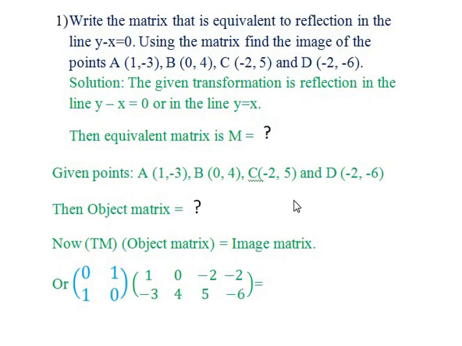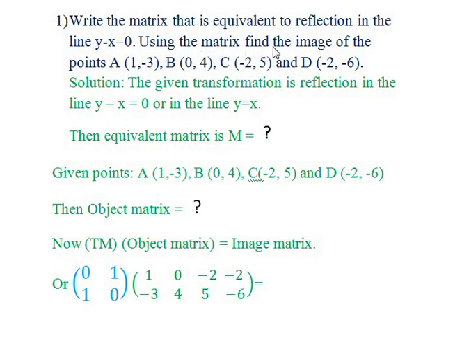Now we have some problems here. You copy this problem, read the problem at first very carefully, and try to solve it. Okay. So the question is, write the matrix that is equivalent to reflection in the line y minus x equal to 0.